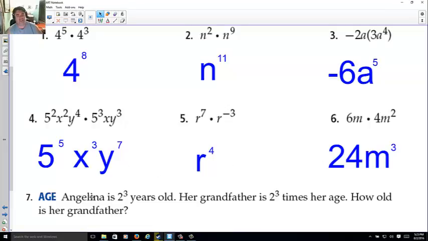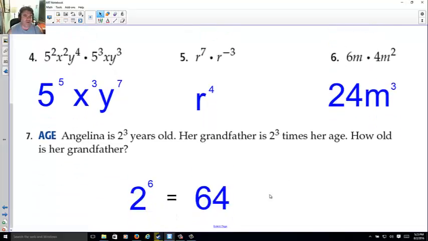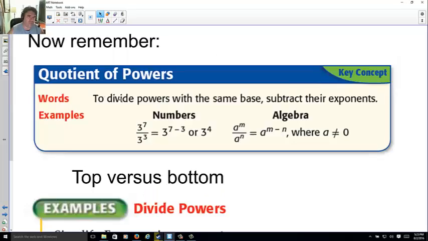The last one, Angelina is 2 to the third years old. That's 2 times 2 times 2, which makes 8. And her father is 2 to the third, or 8 times her age. How old is her grandfather? Well, you could either say 2 to the sixth, or take 8 times 8. Either way, you get 64.